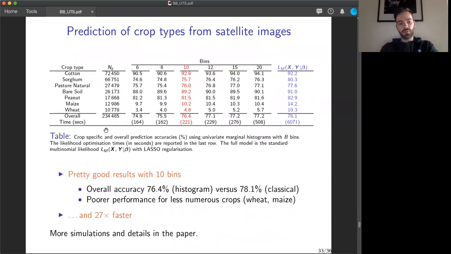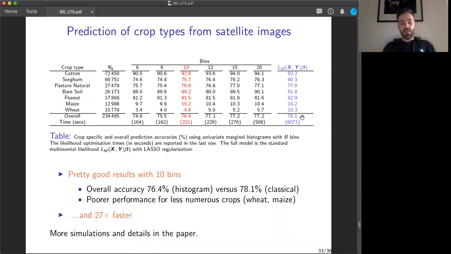And so some of the results: we're looking here in the table at prediction accuracies for each of the crop types, but also the overall prediction accuracy. We have the columns, and we have the number of bins in the univariate histograms going from 6 to 20. And the last column in blue is the prediction accuracy that you would get if you were just using the raw data itself. So what you can see again is that you would get a relatively good result if you use only 10 bins. The overall prediction accuracy is 76.4%, when it's 78.1% if you're using the raw data.